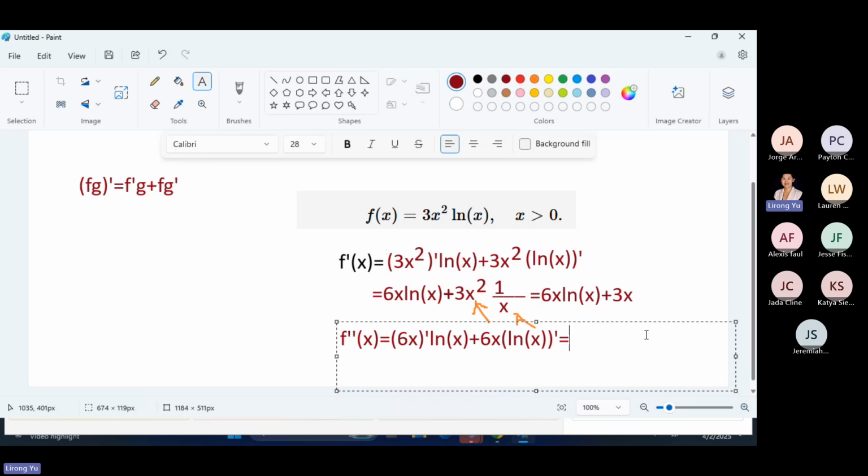The first one, we differentiate the 6x and get 6. So 6 times natural log of x, plus this time you have 6x multiplied by the derivative of natural log. The derivative of natural log is 1 over x, which is a division by x. So if you have 6x and you divide by x, it cancels that x. So that's what we have for the second derivative. Any questions? All right, now we're ready.